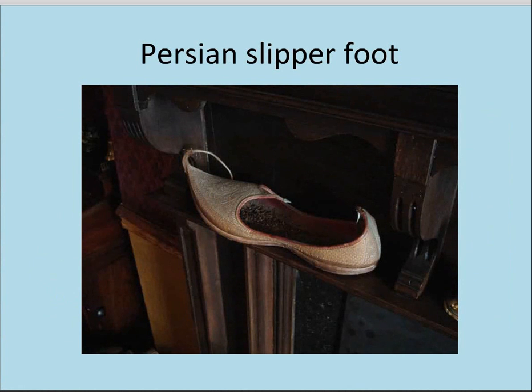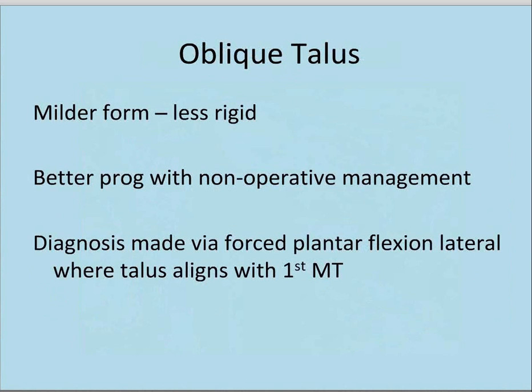Oblique talus. There's a slight differentiation between oblique talus and vertical talus. Oblique taluses are usually a milder form because the foot's more flexible, and there's better prognosis, traditionally thought, with non-operative management. The diagnosis between the oblique talus and a vertical talus is made via a lateral plantar flexion X-ray, where the talus becomes aligned once the foot gets put into forced plantar flexion.